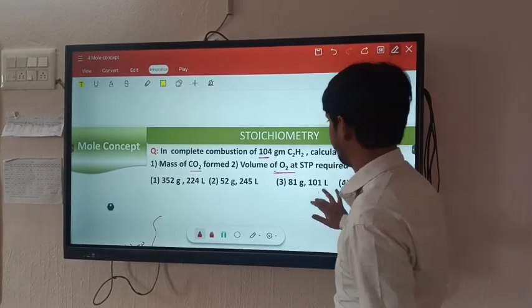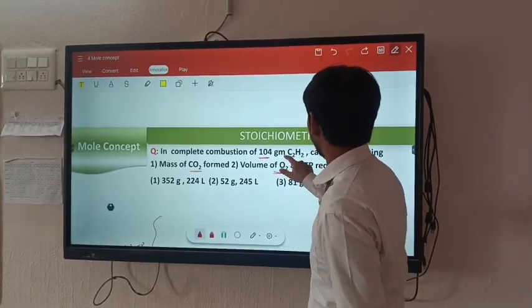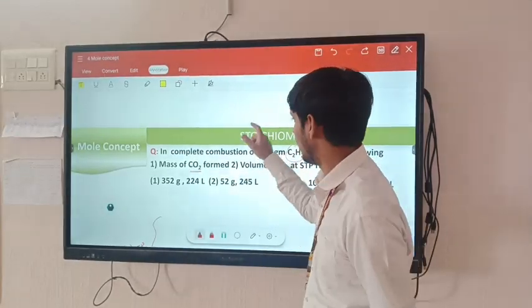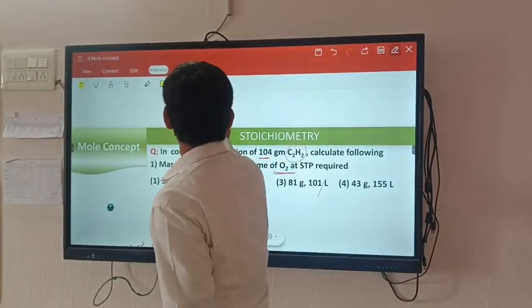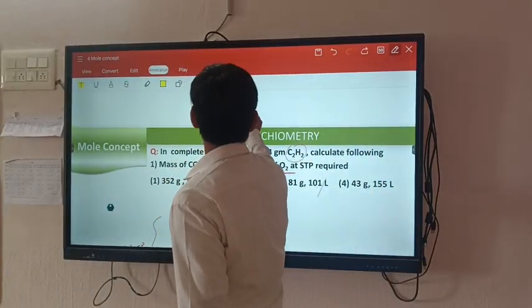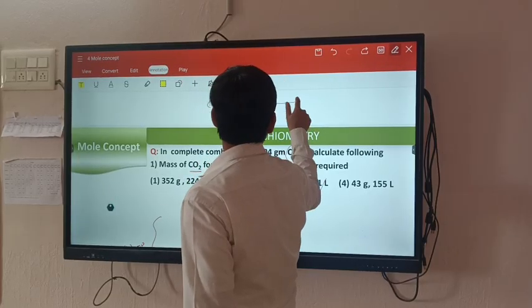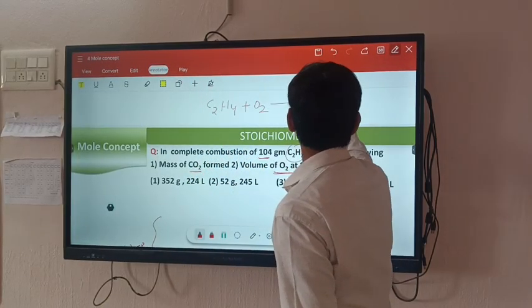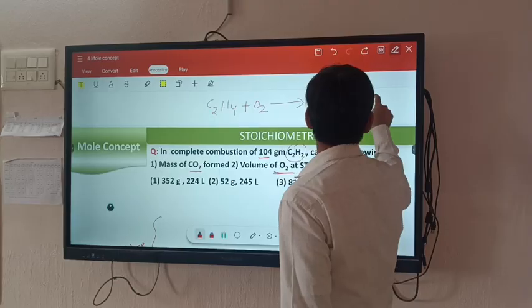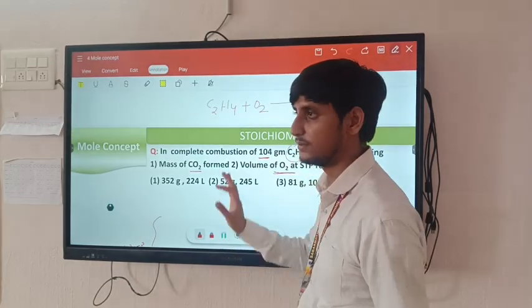Okay, now listen. Ethylene. First find the mole, right? Write the chemical equation: C2H4 plus O2 gives CO2 plus H2O. Right?